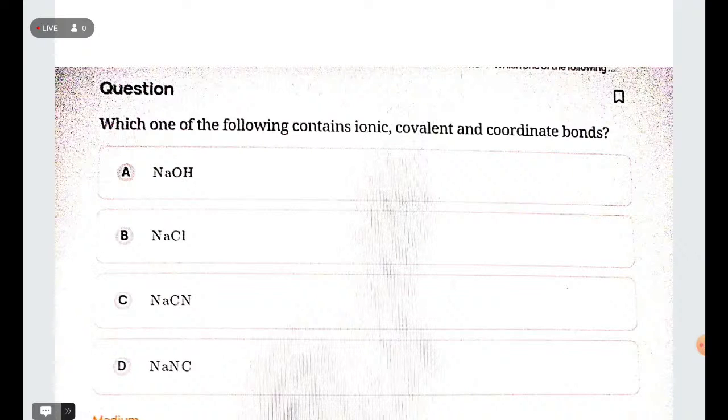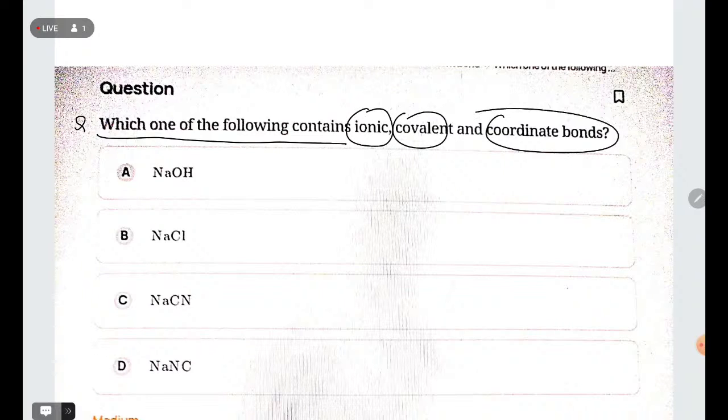Hello students, let us try to solve some problems based on NEET 2022. Question number 1: which one of the following contains ionic, covalent and coordinate bond? We need to find which one it is.